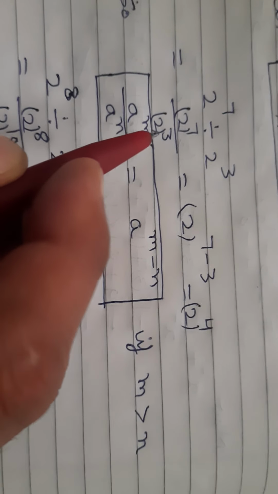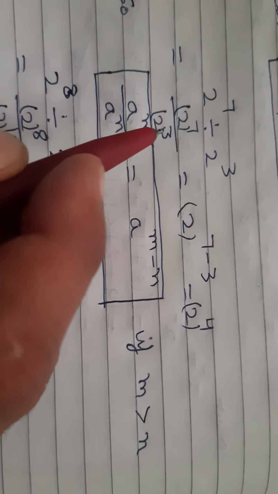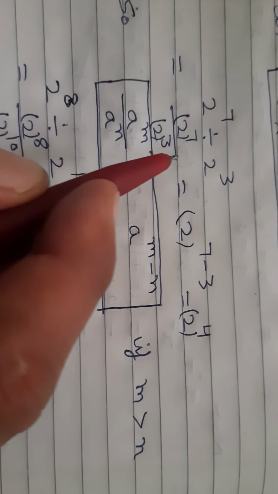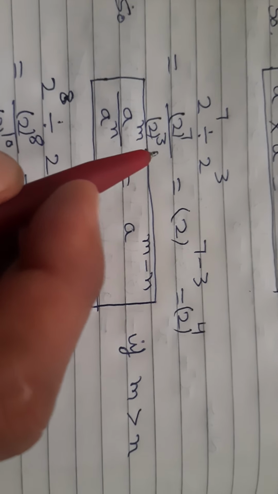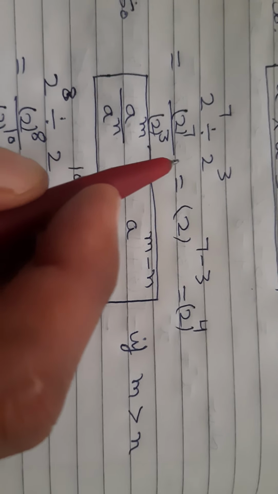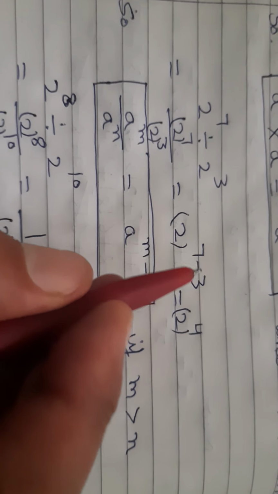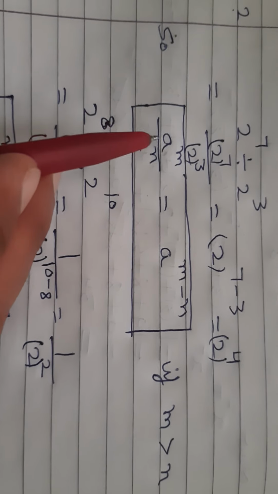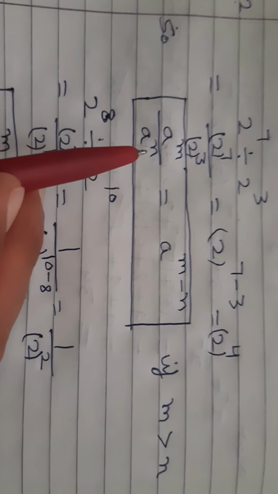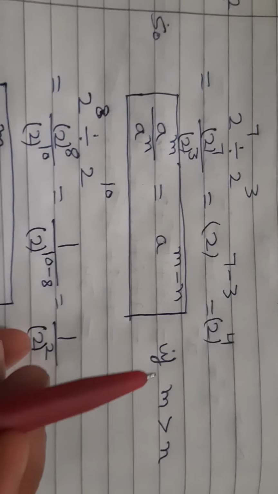So now we can make a rule. Since the bases are the same and there is a division sign in between, the powers will be subtracted, and basically the smaller power will go towards the bigger power side. So we got 2 raised to the power 7 minus 3, which means 2 raised to the power 4. So the rule is a raised to the power m divided by a raised to the power n is equal to a raised to the power m minus n, if m is greater than n.